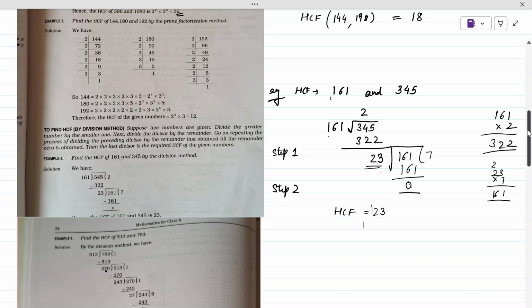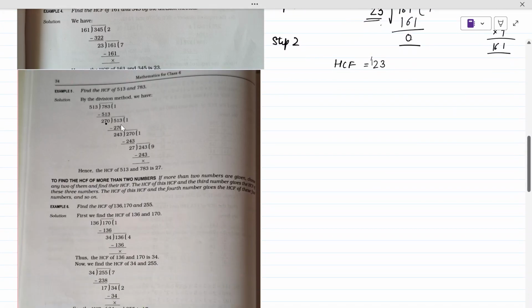Now let us go through another example which is given here. See kids, we are given this example: we have to find the HCF of 513 and 783. So 783 is the bigger number. We are taking this as the dividend and 513 as the divisor.